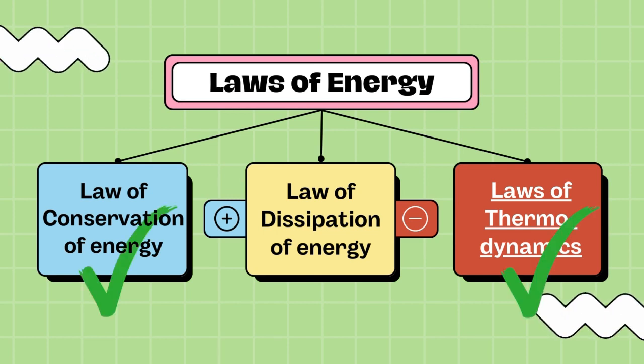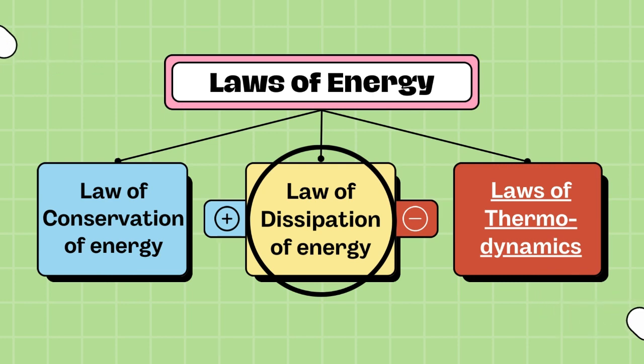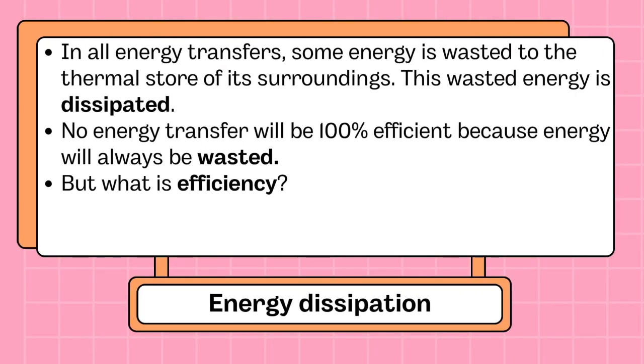We have looked at the law of conservation of energy and touched on thermodynamics. Now it is time to take a look at the dissipation of energy, which explains why energy transfers aren't as simple as you may think. In all energy transfers, some energy is wasted to the thermal store of the surroundings, and this is dissipation. So no transfer is 100% efficient due to the wasting of energy.